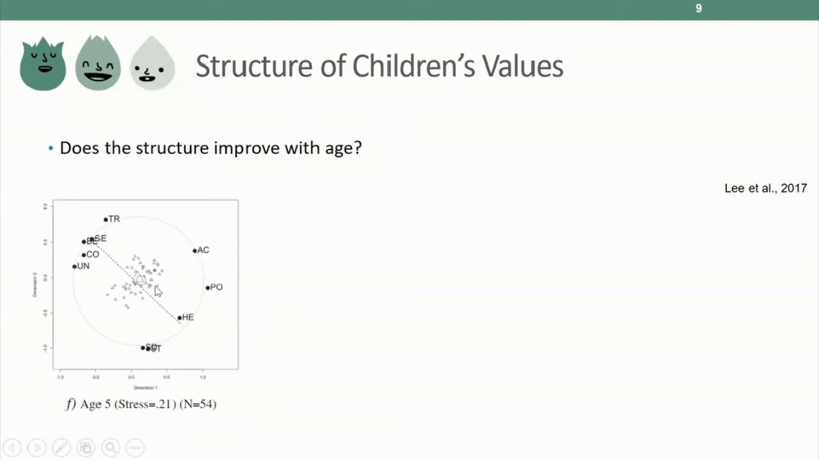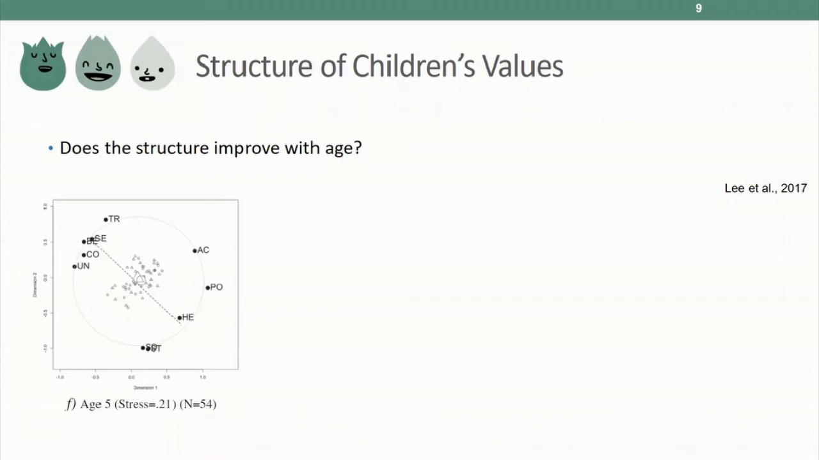Here we can see that children's values are somewhere in between within a bidimensional space. There's no clear differentiation into 4 groups of values. We can see here the 3 values that are conservation, 2 values of self-transcendence. So all of these are social values. And here we can see the self-focused values. Children apparently differentiate very well between social values and self-focused values, and their values show this contrast.